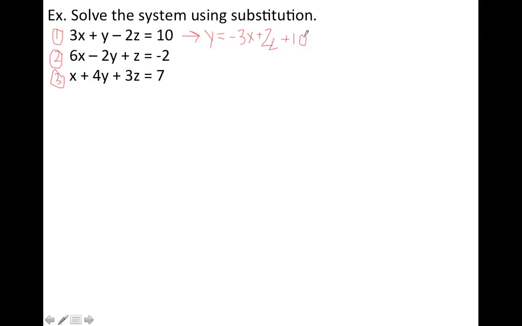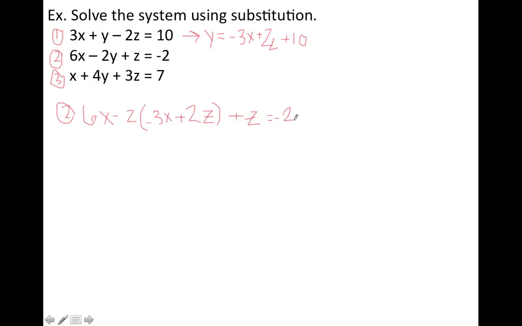So if we start with equation 2, we solve for y, so we have to replace y with our equation. So we'll have 6x minus 2, and I see a y, so I'm going to substitute in my expression for y, which is -3x plus 2z, and we got to finish off the equation, so we have plus z equals -2.